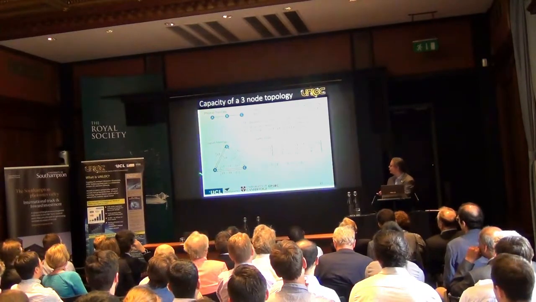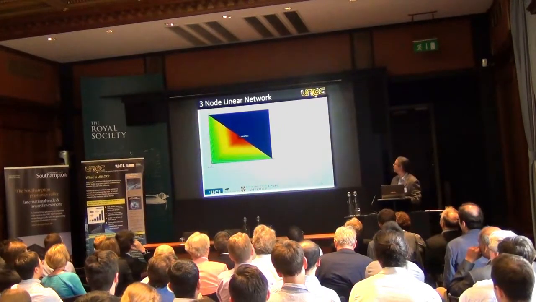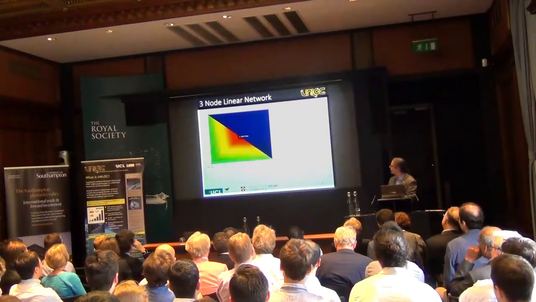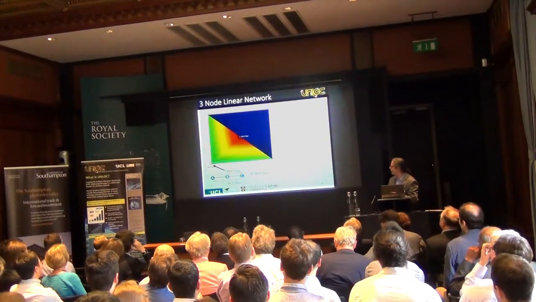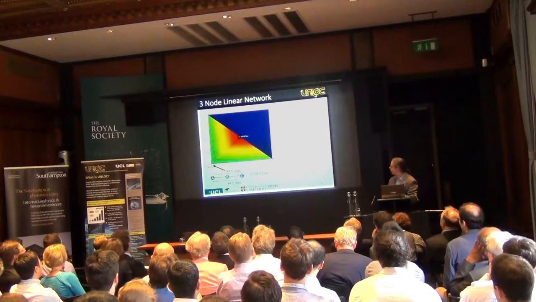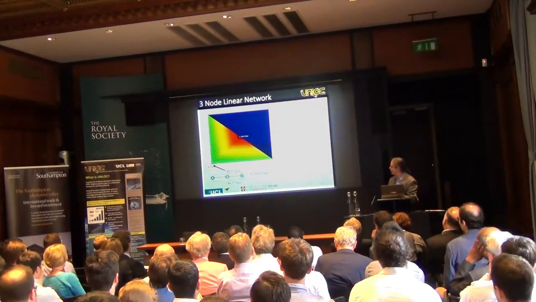And this is a sort of logical topology. It's easy now to see what's going on vectorially. This is showing the throughput of the network as we vary those parameters T1 and T2. Down here, all the traffic is going from A to C, none of it starts or ends in B, and we can get our total throughput there. This is going to be the amount of data going in this direction and the amount of data going in this direction.